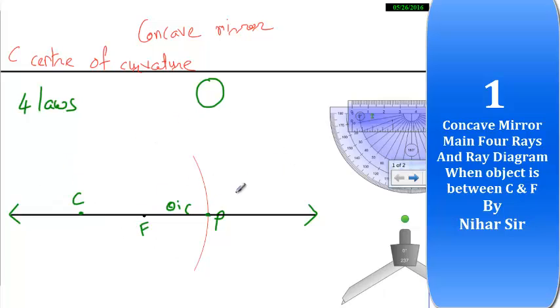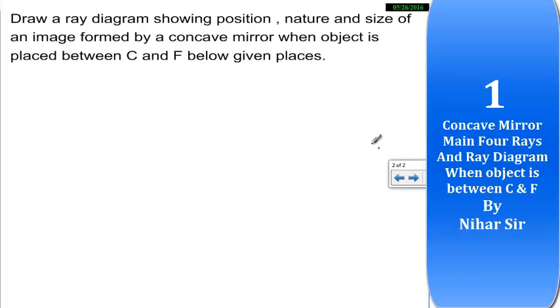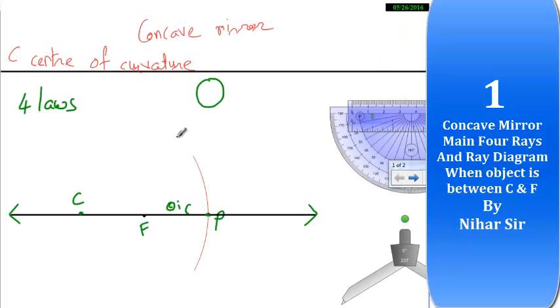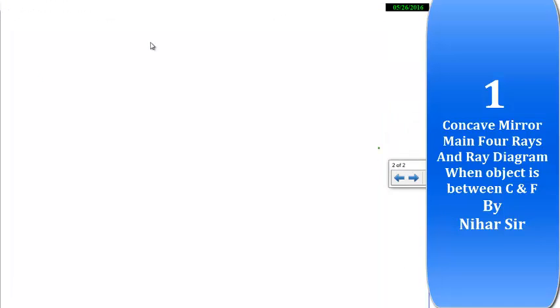Now if you have a question like this in your examination: draw a ray diagram showing position, nature and size of an image formed by concave mirror when object is placed between C and F. So you don't need to mug up everything from the textbook, but if you know this law, then you can easily draw the ray diagram for anything asked in the examination. So I will take that question on this page so that I don't have to draw the diagram again. So this is control X, okay.